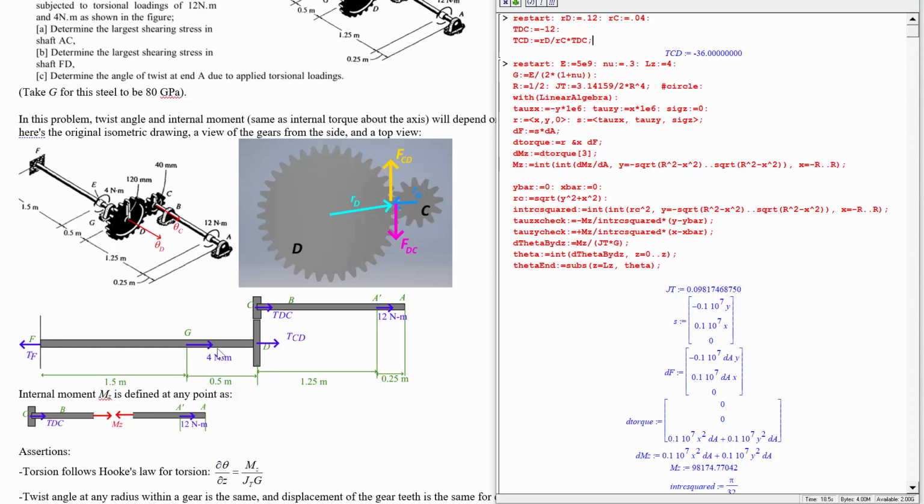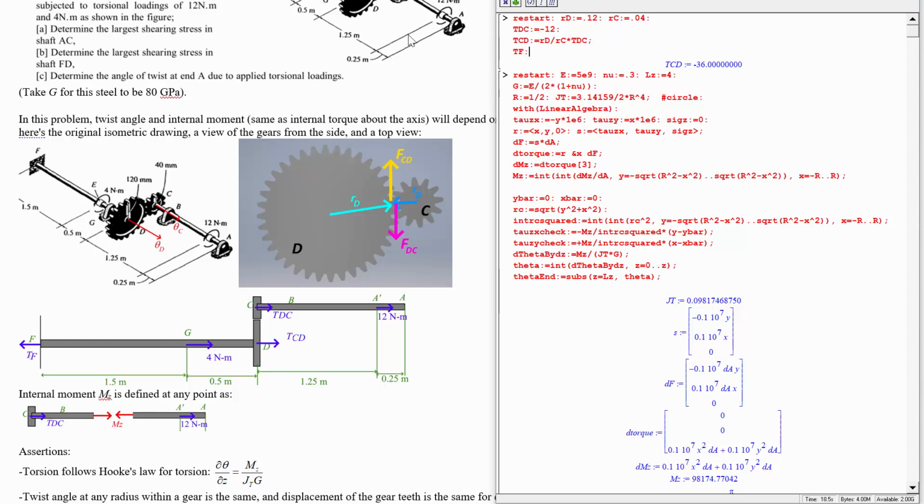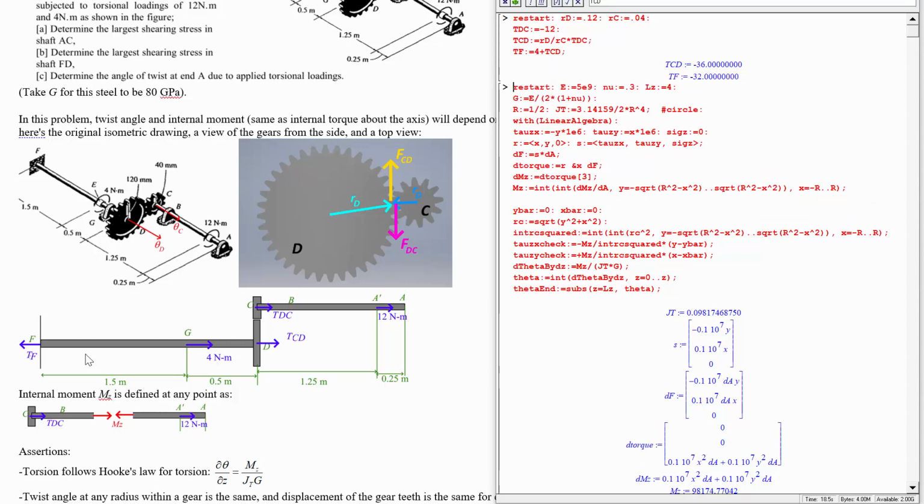The net torque on this thing is equal to 0 in the longitudinal direction. So we've got negative 36, so 36 to the left here. We've got 4 Newton meters to the right, and so this one has to be the balance of those things. So TF has to equal 4 plus TCD, but TCD ended up being negative, so it ends up being negative 32. Now we're in a position that we can write the internal bending moment at each point.